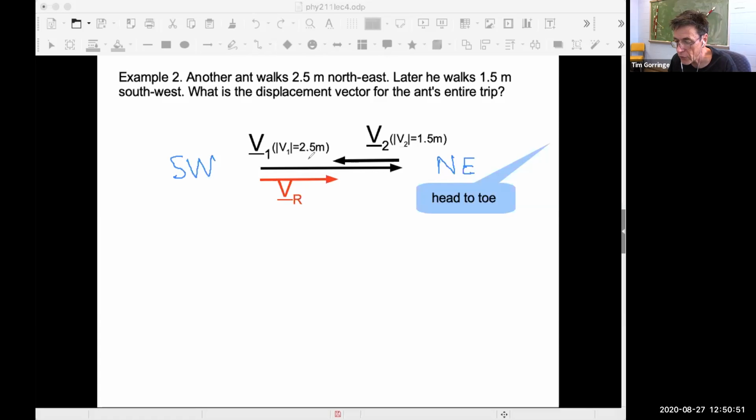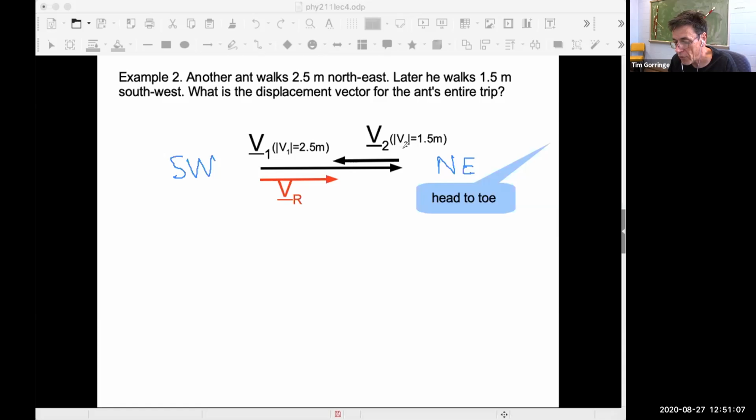So I drew the first vector. Its length was 2.5 meters. Magnitude is 2.5 meters, and it points towards the northeast. I drew the second vector. Its magnitude is 1.5 meters, and it points towards the southwest.